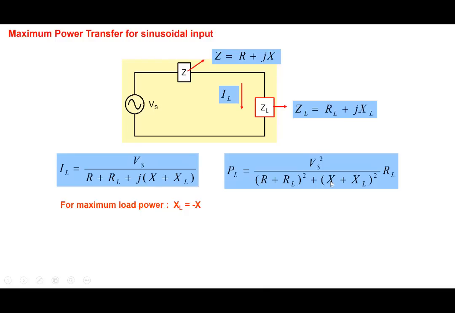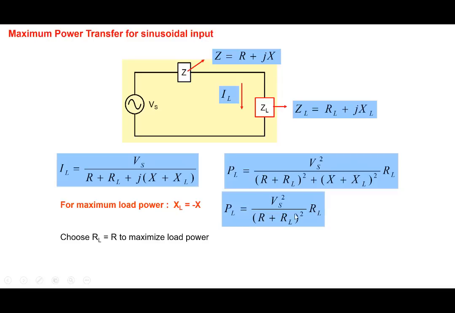So the first thing that we can do is choose XL, the imaginary part of the load impedance, to be equal and opposite to the imaginary part of the Thevenin's impedance, jX here. So XL equal to minus X. So this term goes away. And we are left with PL equal to Vs squared by (R plus RL) squared times RL. Now this is similar to the DC case. Just like the DC case, we have the same thing here. And you can easily see that this term is maximized when we choose RL equal to R.